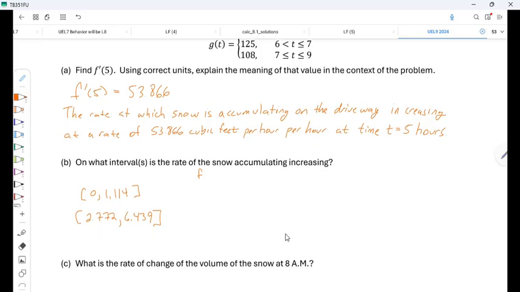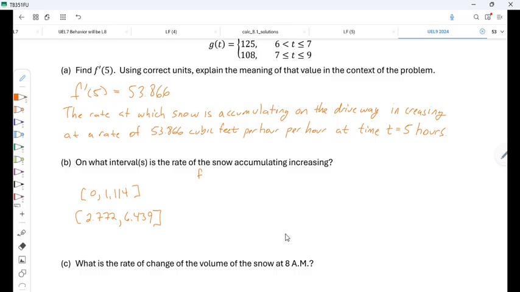Letter C. What is the rate of change of the volume of the snow at 8 a.m.? Watch these rate in, rate out problems. A and B, we're just talking about the accumulating snow. Now letter C is introducing a new function, how much snow is actually there. So at 8 a.m., there is both snow coming on the ground, and there's also this person removing snow from the ground.